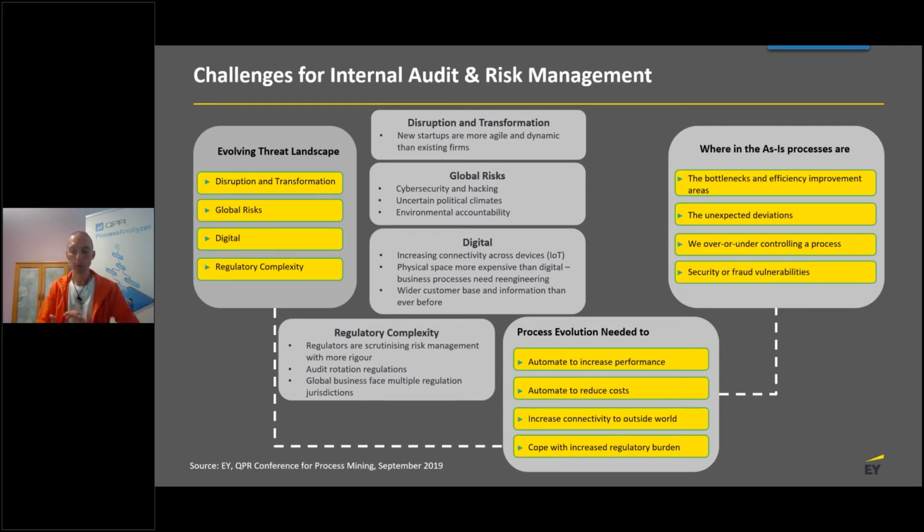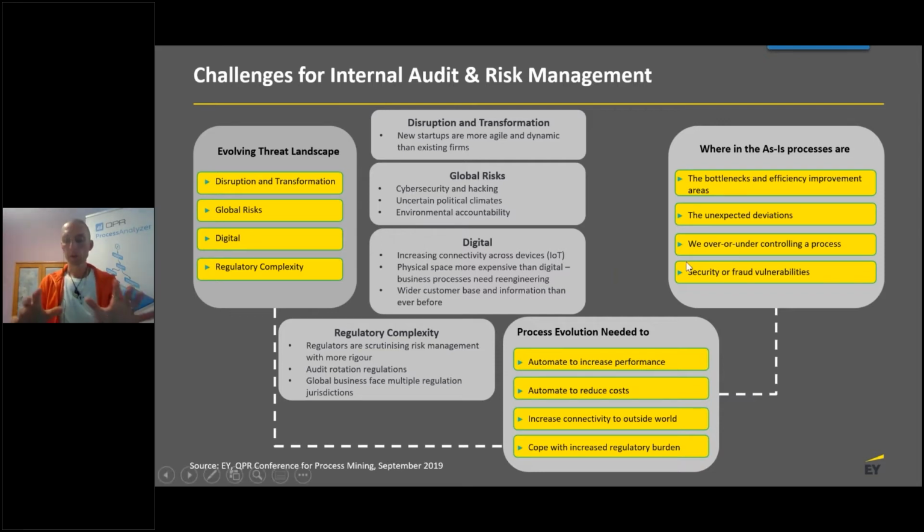So your current processes may be the bottlenecks for good operations, but at the same time they are the efficiency improvement areas. There are unexpected deviations, and there can also be over- or under-controlling of the process. So you may have too much control, and that may be driving your process to be not agile enough, which again may be a very, very big problem if you need the agility, which nowadays is needed in many places. So the right amount of control.